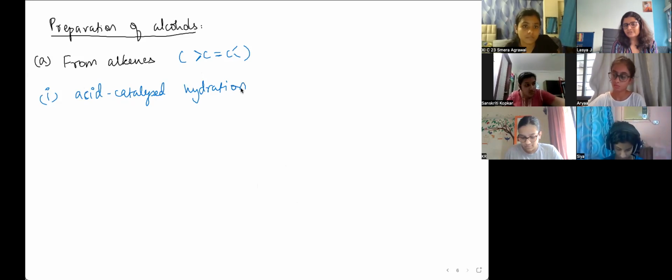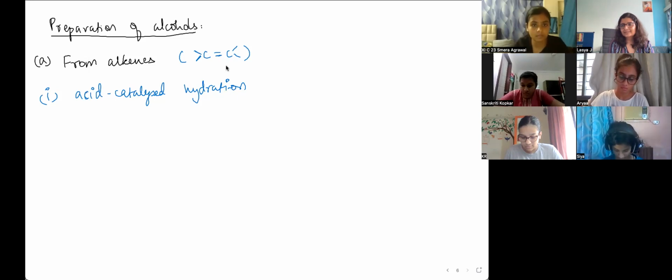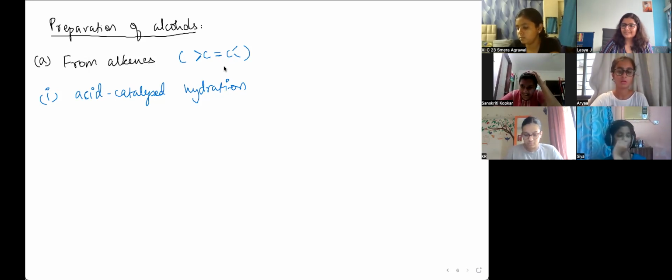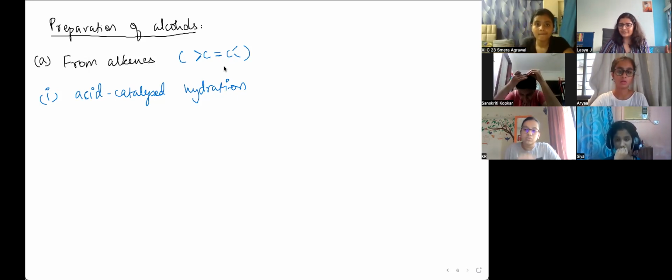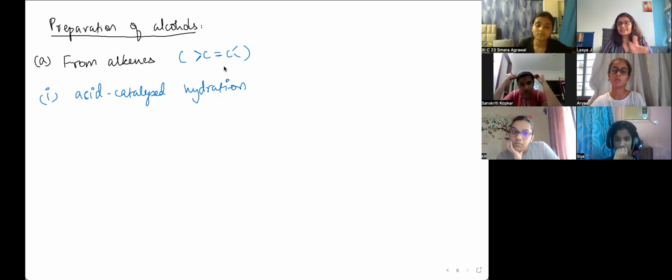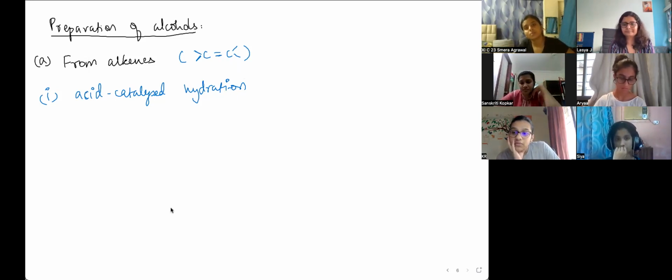This is reverse of, like if you remember preparation of alkenes. So how do you prepare alkenes from alcohols? याद है? याद नहीं है? So that was dehydration. You remove water and you get alkene. So this is reverse of that. You add a water molecule and you get your alcohol back. Dehydration is removing water. What do we add? Water.